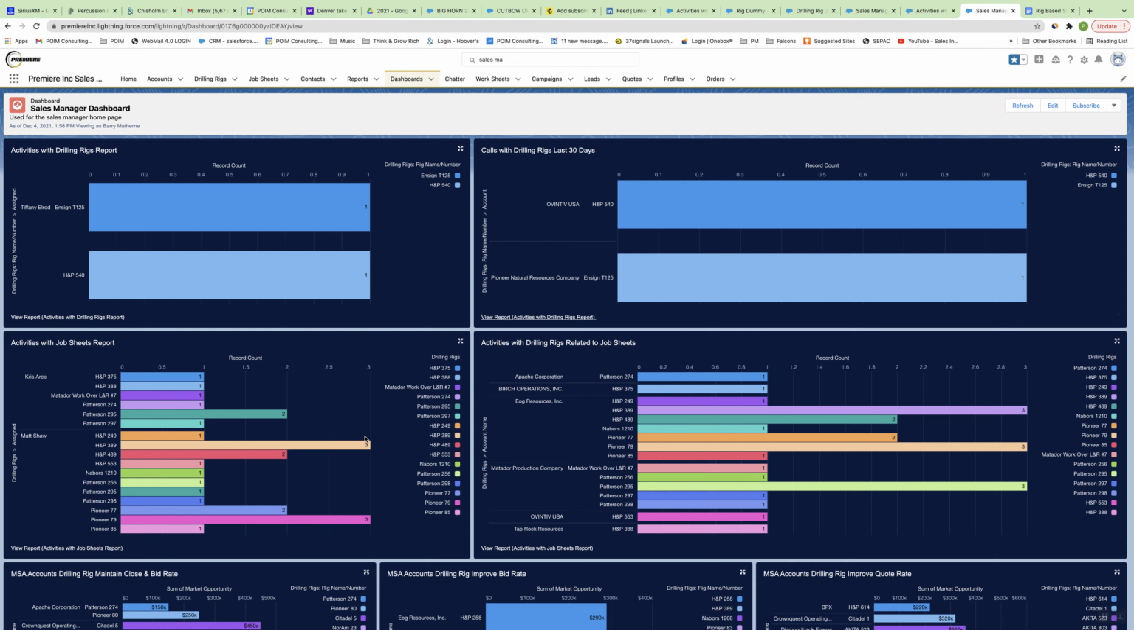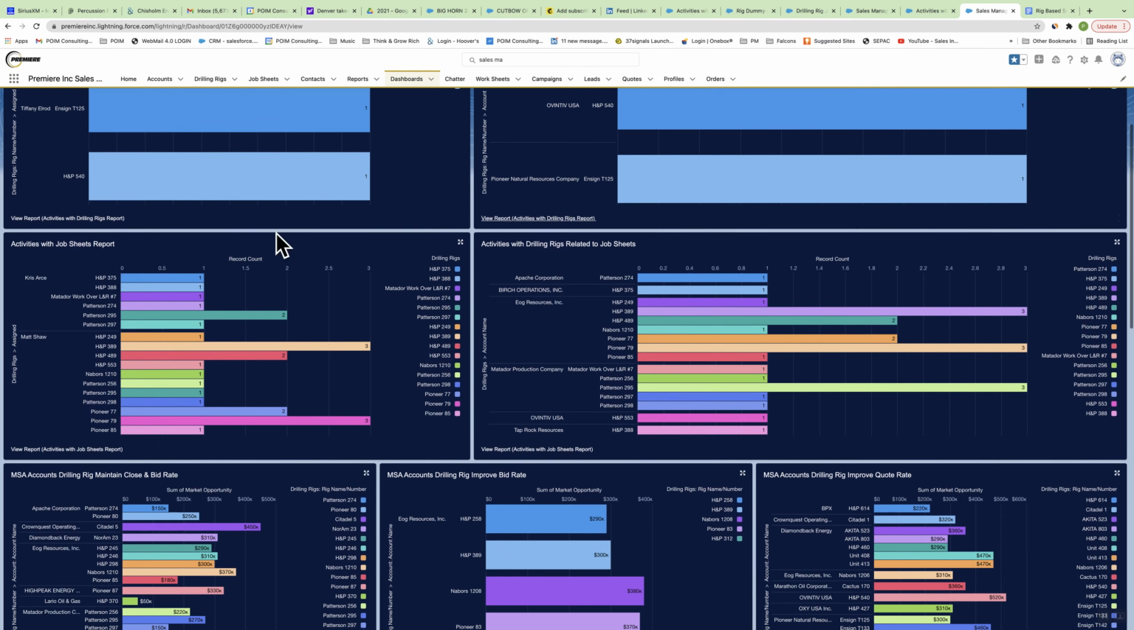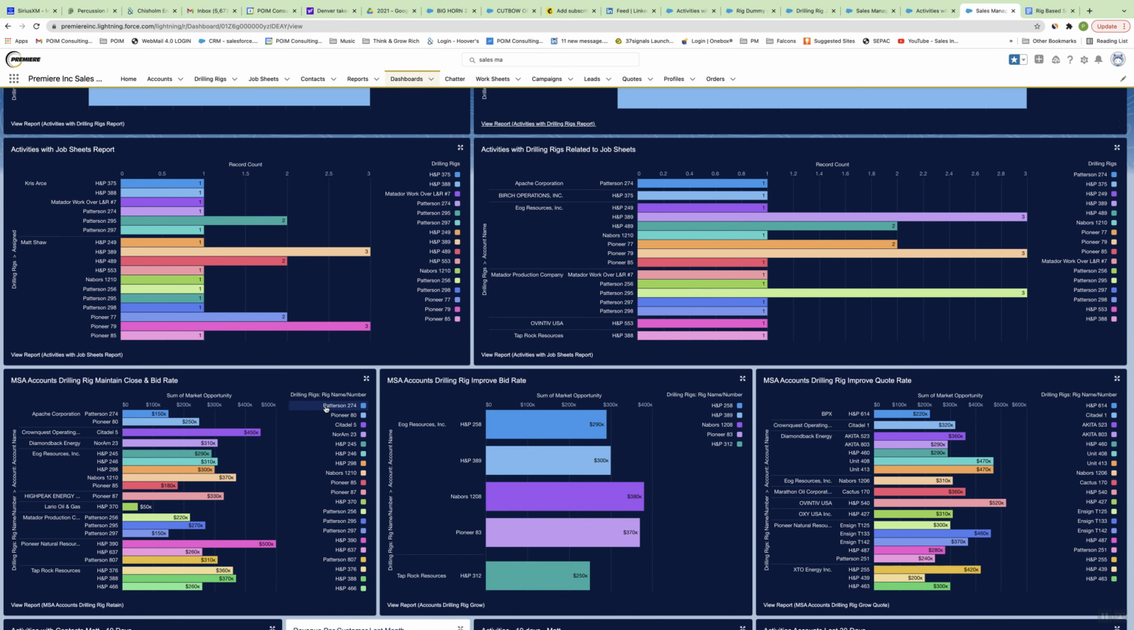Then we come back here, and the other activity report that I put is activities with job sheets, where it's specific to a customer. So we're not internally sending emails, updating people on quotes and things like that. The destination was specifically the customer. I can see that it's Chris and Matt doing the majority of the activity, and here are the rigs that they're doing it with. Same report, we're looking at it from an account perspective.